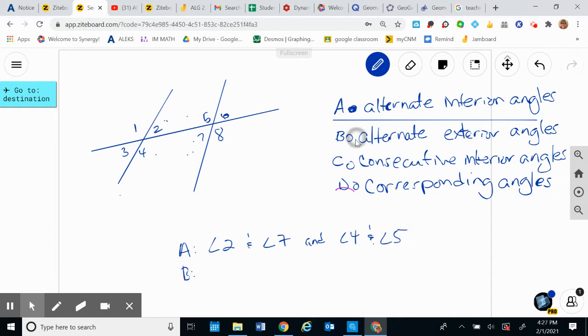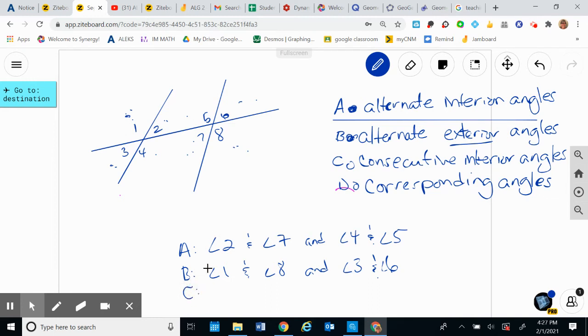B, alternate exterior. Think about it. They're outside, outside on the opposite. Exterior means outside. So look, they're on the outside of the transversal, and they're on the opposite sides of the transversal. So angle 1 and angle 8. These are the names, though, if you want to even Google them and get a better picture of it. And 3 and 6. Angle 3 and angle 6. Alternate exterior. This is like the inside, and this is the outside.